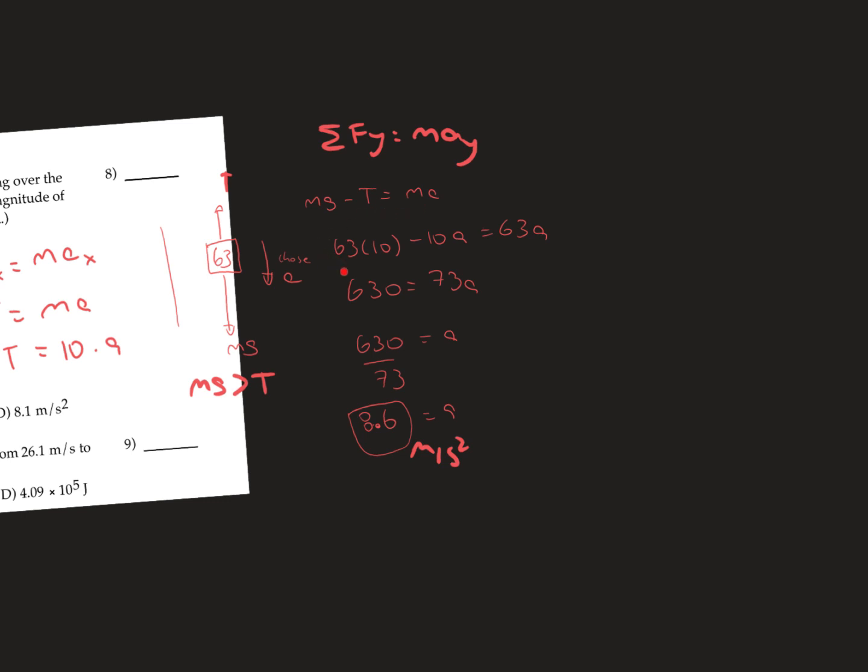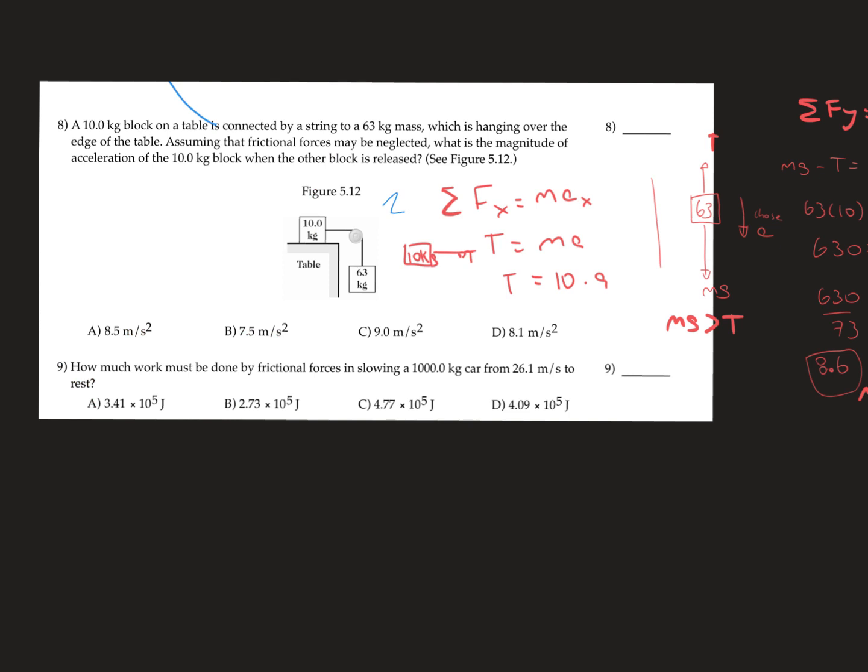As we plug in values, the 63 kilograms times g, which is 10, we then subtract 10a, which is the value of T that we found in the first part. Then we just continue solving the problem, and we find that a is going to be 630 over 73, which is the same as 8.6 meters per second squared. So our answer would be letter A, which is 8.5, and that's pretty close to 8.6. That's the final answer.